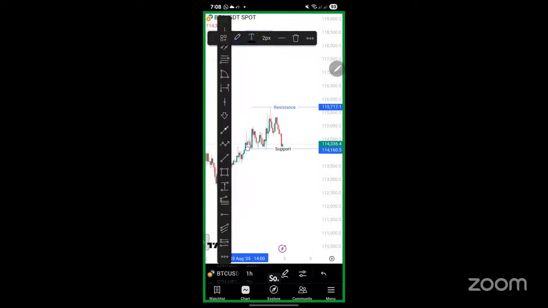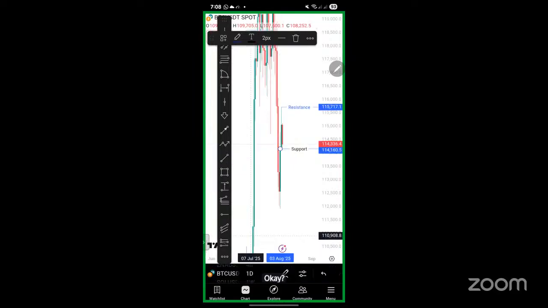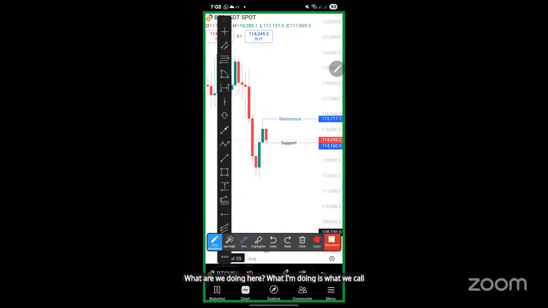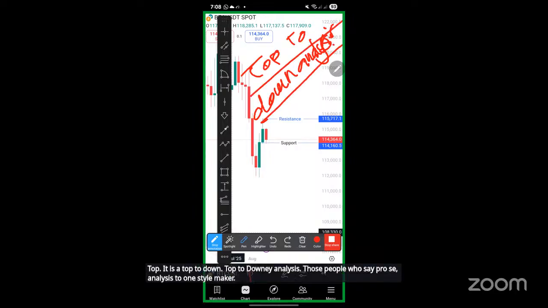So here is my support and resistance. Remember, the support and resistance was drawn on the 1 day time frame. What are we doing here? What I'm doing is what we call top to down analysis. Those people who say pro analysis, I do the top to down analysis.